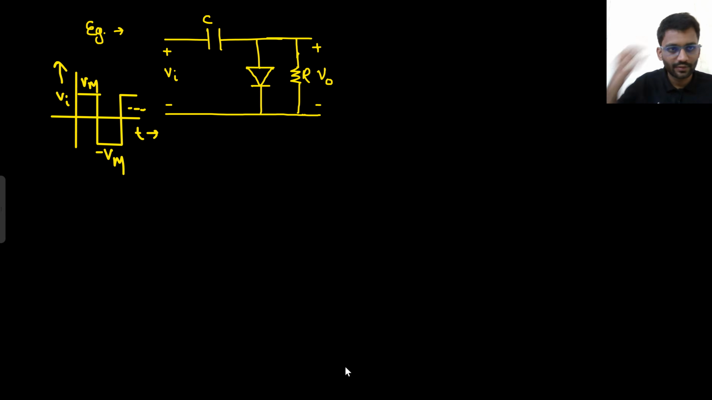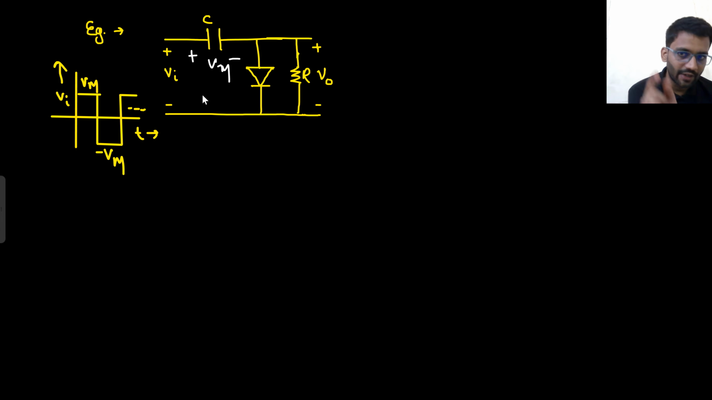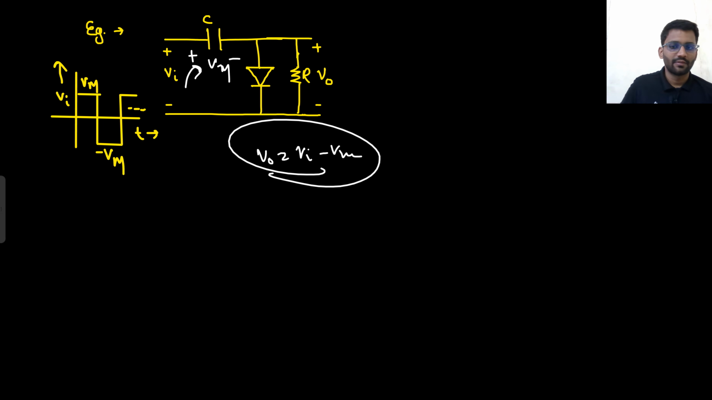Try solving it on your own. What will happen? First, you need to turn on the diode. How? When will the diode turn on? When Vin is equal to Vm only. When Vin is equal to Vm, the diode will turn on. If the diode turns on, what will be the voltage across the capacitor? That will be plus Vm like this. The capacitor is getting charged in this direction, so capacitor voltage will be plus Vm. So what will be your output? Output will be Vi minus Vm. That's it. Well and good.